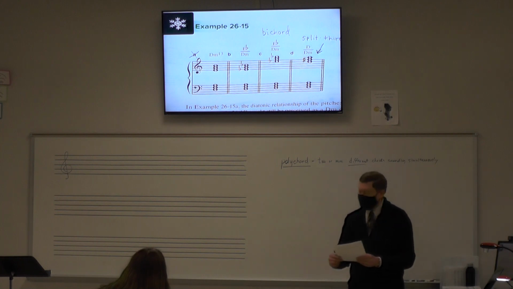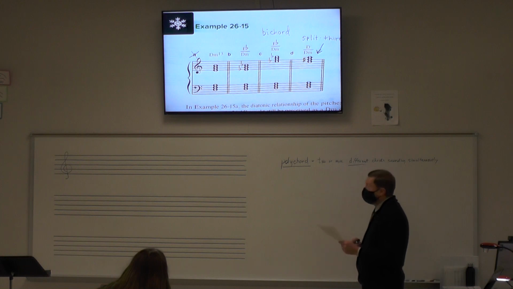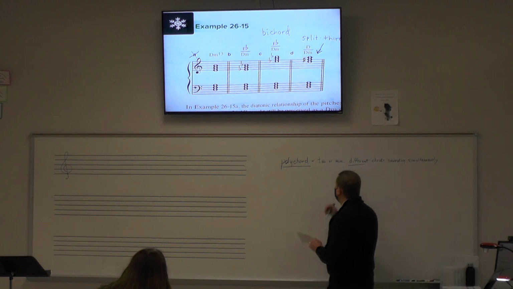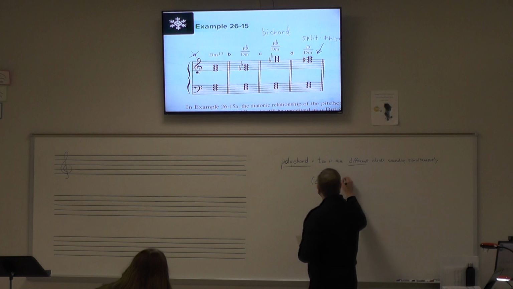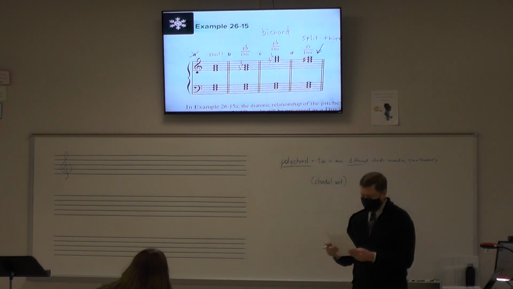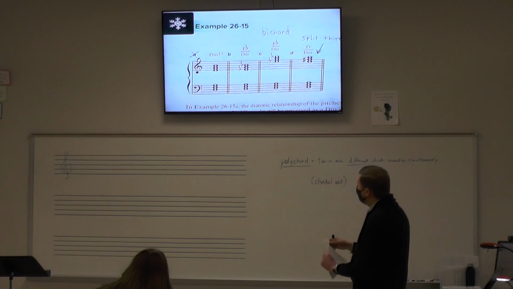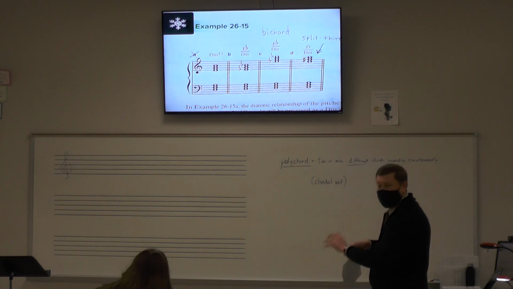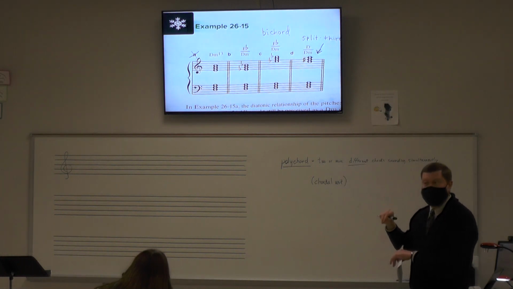Each chord of a polychord, remember it's got to have two or more, each chord of a polychord is called a chordal unit. So they're comprised of chordal units. If you look at measure B up on the screen there, you see how there is a D minor triad in the left hand, the bass clef. And in the treble clef, we have an E flat major triad.